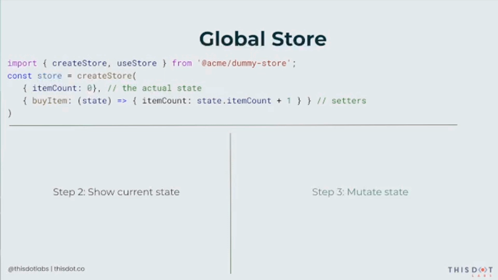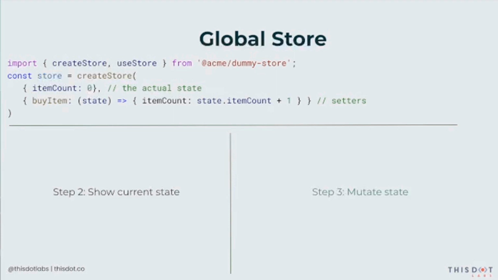And then we have an object with mutators, with setters. It kind of looks like our custom hook we made for our counter earlier, where we would only allow one to increment by 1 each time. So we're going to make a new setter, which is buy item. Each setter gets the current state as an argument. And what we're going to do is return the new state, which is the current item count plus 1. So we have one more item in our basket.